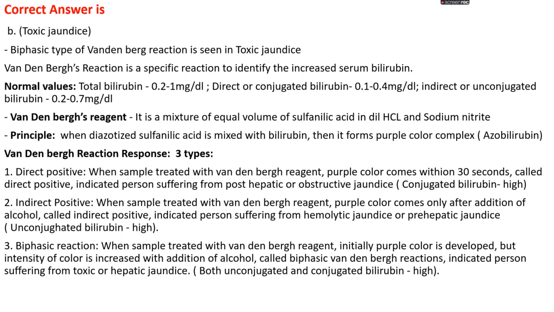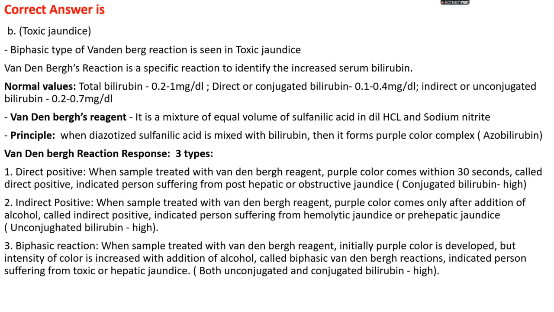Van den Bergh reaction is a specific type of reaction which is used to identify increased serum bilirubin level. The normal value of total bilirubin concentration is 0.2 to 1 mg per dl. Direct or conjugated bilirubin is 0.1 to 0.4 mg per dl. Indirect or unconjugated bilirubin is 0.2 to 0.7 mg per dl.